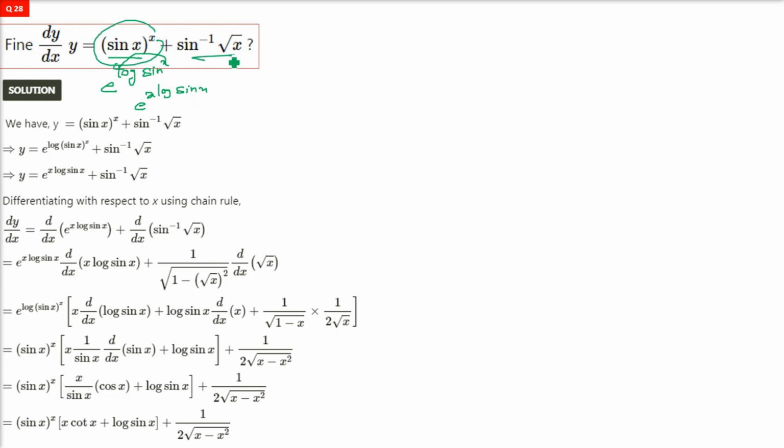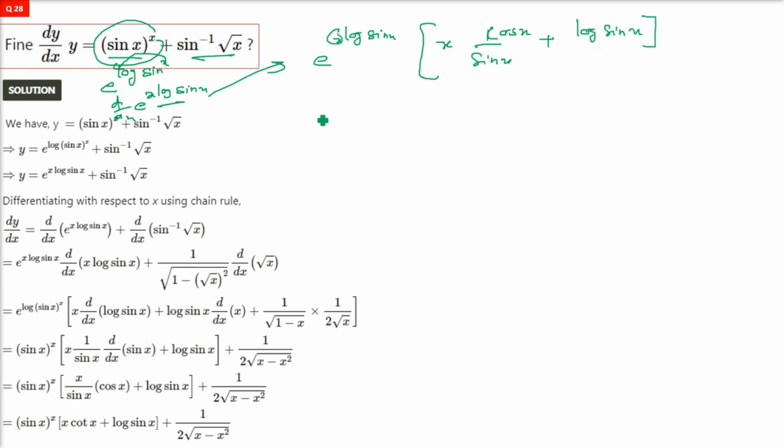Let us differentiate this one first. So e to the power x log sin x, dy by dx we are doing this one. So e to the power x log sin x will be that thing only. Then for x log sin x, we get x times 1 by sin x times cos x, and then plus log sin x, since d by dx of x is 1. So e to the power x log sin x, and this was essentially sin x to the power x only. So sin x to the power x, you can write it here.